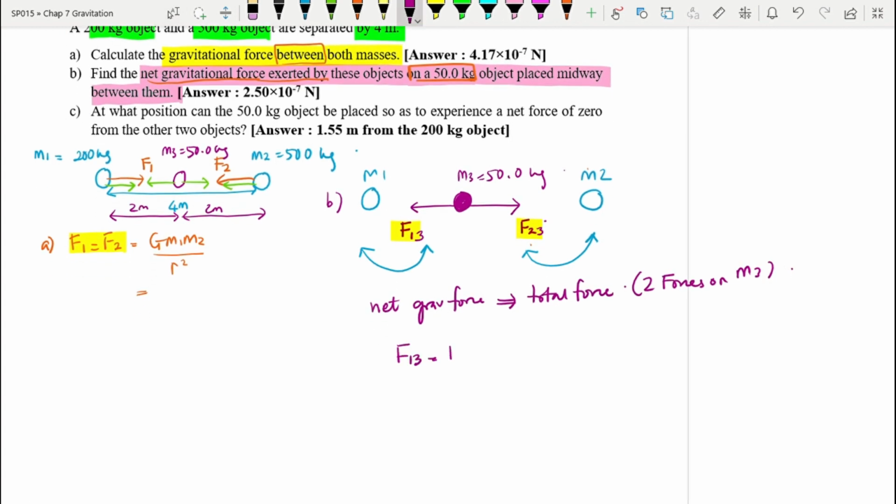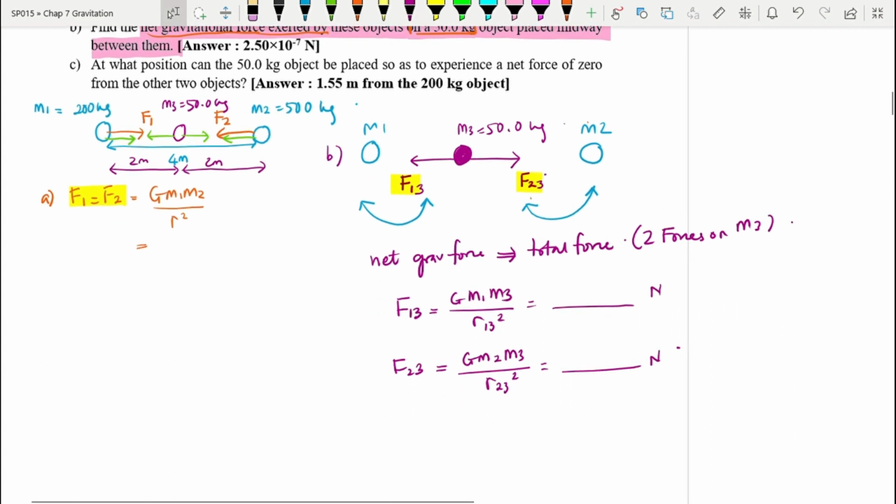So, dia mesti guna G dulu kan formula dia. G mestilah antara mass 1, mass 3 over R13 squared. So, saya dah labelkan sikit 13 merujuk kepada jarak antara mass 1 dengan mass 3. And then another one we have F23 adalah force antara mass 2 dan mass 3 dan jarak pun mesti R23 squared. So kita akan dapat nilai dekat sini dengan unit dia lah. Of course unit for force is Newton. Okay, dan kita akan dapat positif lah. Tak ada pun value yang negatif yang kita substitute dalam formula force ni.